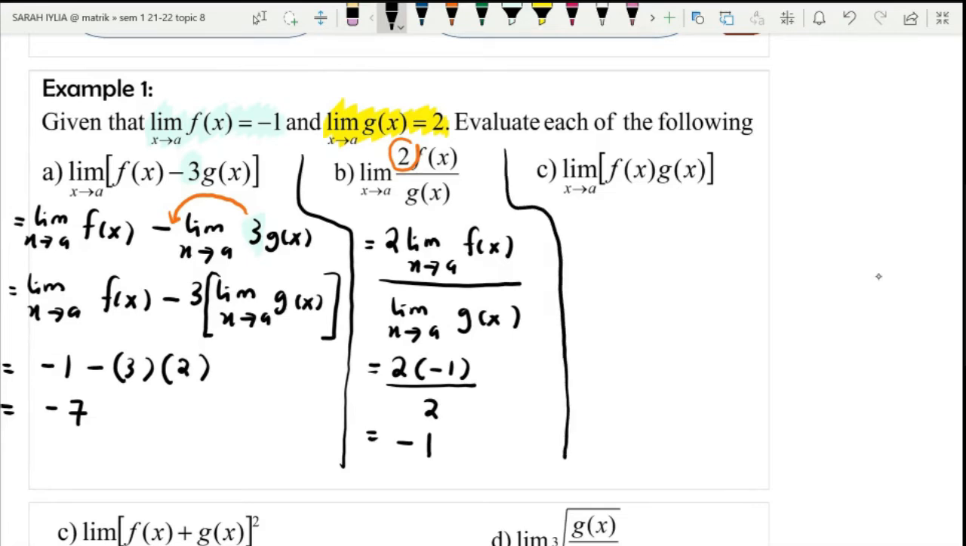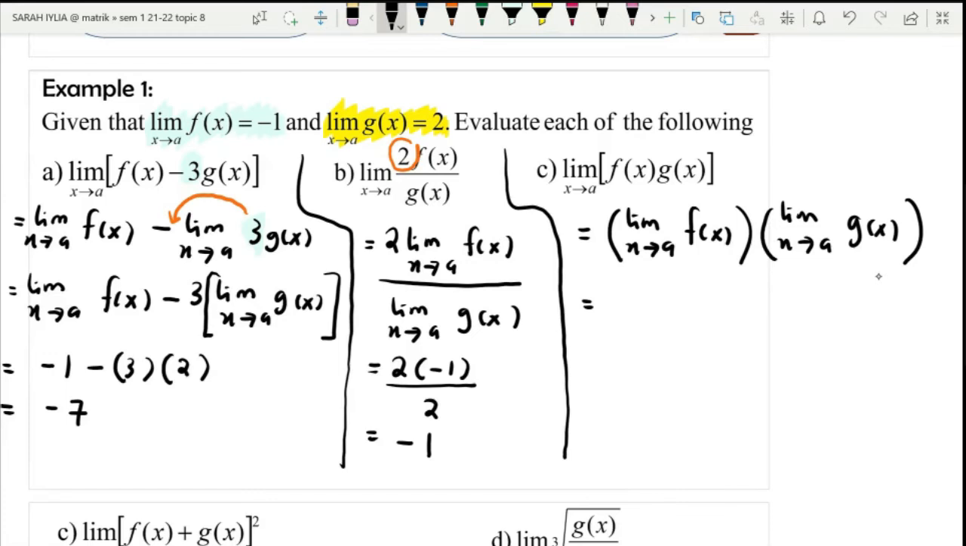Moving on, C. We have multiplication of two different functions. So once again, we can open this up. So this will be equal to the limit of x approaches a of fx times the limit of x approaches a of gx. Okay, so once again substitute. First one is negative 1, gx just now is 2. So here our answer will be negative 2. Okay, so here, if we understand the concept of the properties, we can just answer it, just open up what is happening there. Okay, this question is not finished yet.